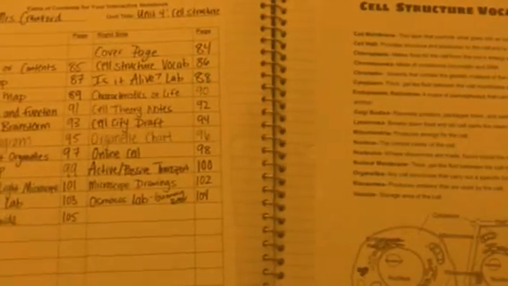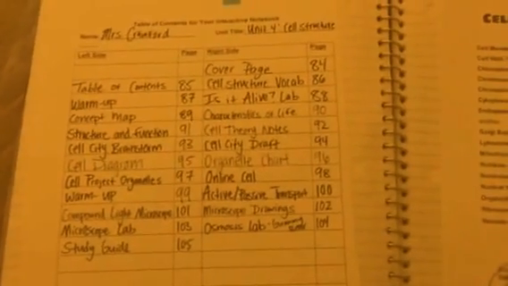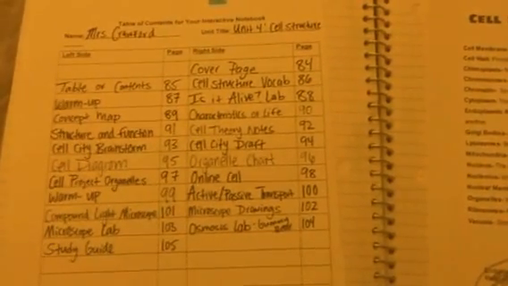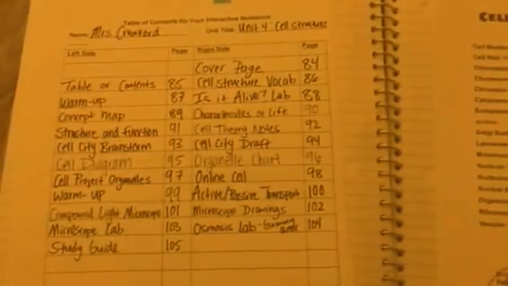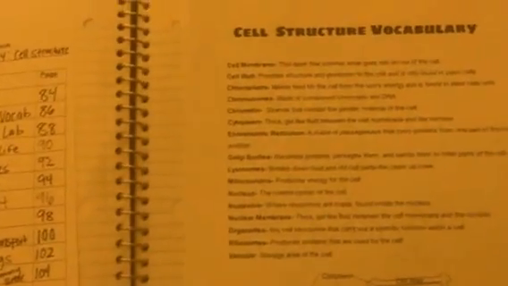This video is to help you prepare for the Unit 4 Cell Structure ISN check. Please make sure you have a completed table of contents on page 85. If you're missing anything from the table of contents, please hit pause to fill it in now. On page 86 is the cell structure vocabulary.